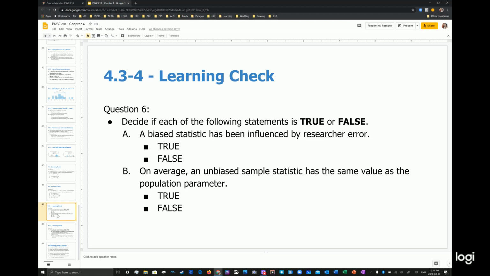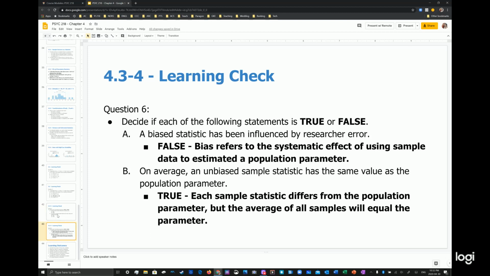And B, on average, an unbiased sample statistic has the same value as a population parameter. True or false? Take a moment and review this in terms of sampling bias, or sample bias specifically. What would make a sample statistic unbiased? And what does that mean in comparison to the population parameter?